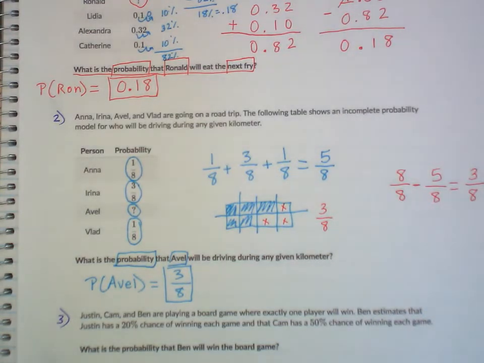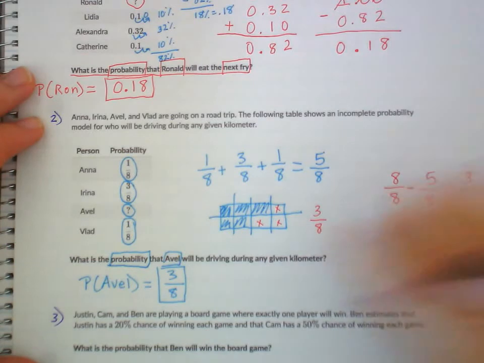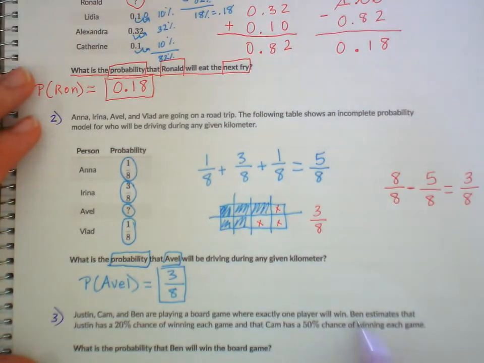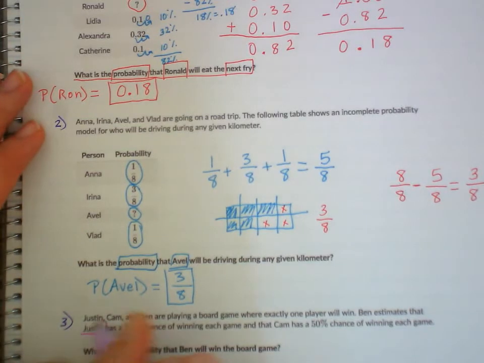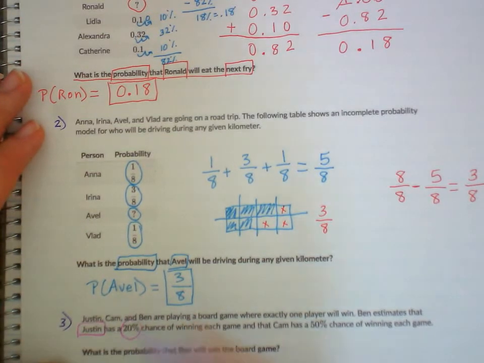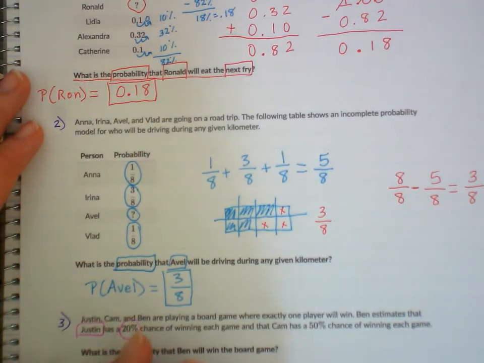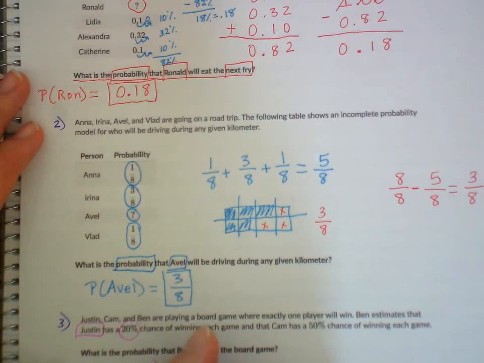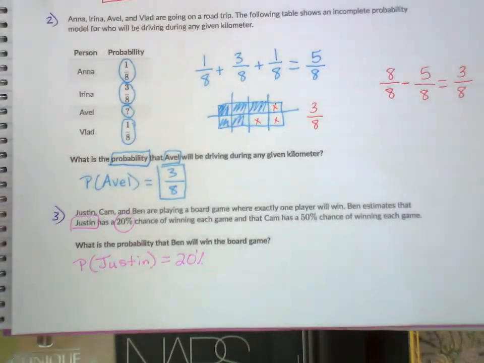Number 3. Justin, Cam, and Ben are playing a board game where exactly 1 player will win. Ben estimates that Justin has a 20% chance. So Justin, 20%. So I'm just going to write that down. So probability of Justin equals 20%.